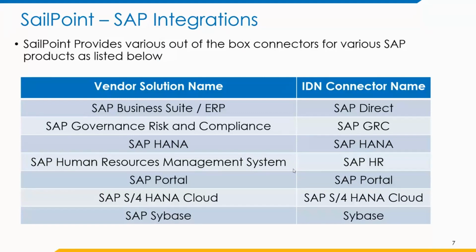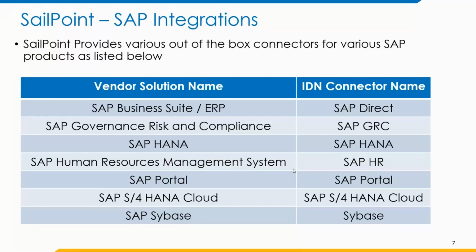SailPoint out of the box provides various connectors with respect to vendor-specific solutions. For SAP vendor solutions such as SAP Business Suite or ERP, SailPoint provides a direct connector called SAP Direct. For SAP Governance Risk and Compliance, there is a connector called SAP GRC. For SAP HANA, we have a connector called SAP HANA. For the SAP Human Resource Management System, SailPoint provides SAP HR direct integration.